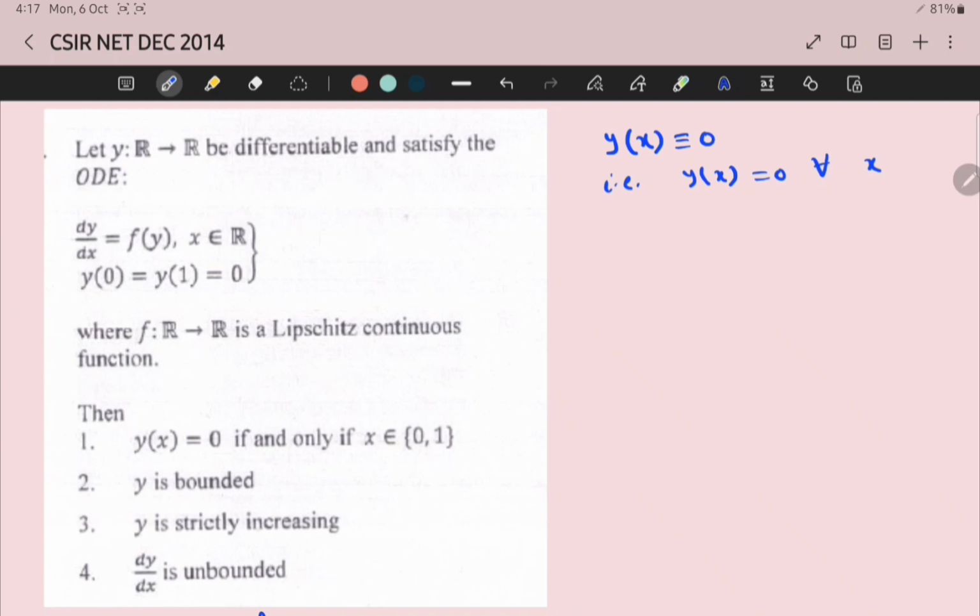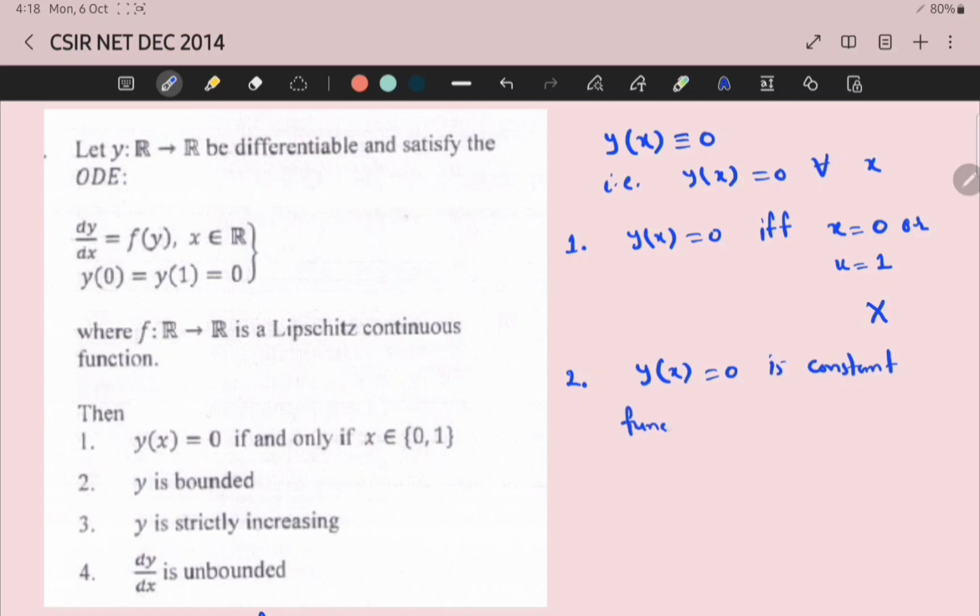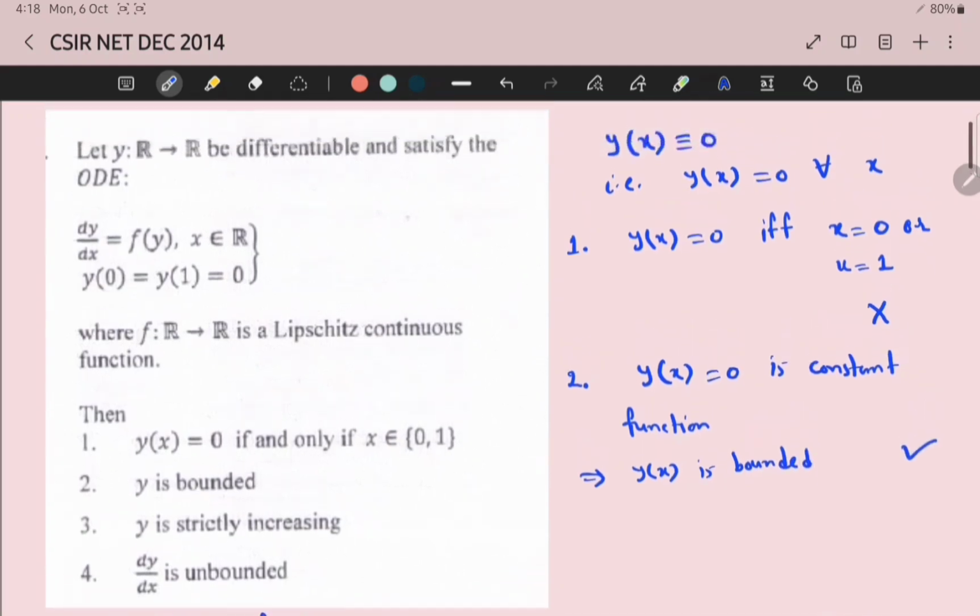Now we will analyze each option one by one. The first option is y(x) equal to 0 if and only if x equal to either 0 or x equal to 1, which is not true because y(x) is identically 0 everywhere, so this option is incorrect. The second one is y is bounded. Since y(x) equal to 0 is a constant function, therefore y(x) is bounded. So it is a correct option.